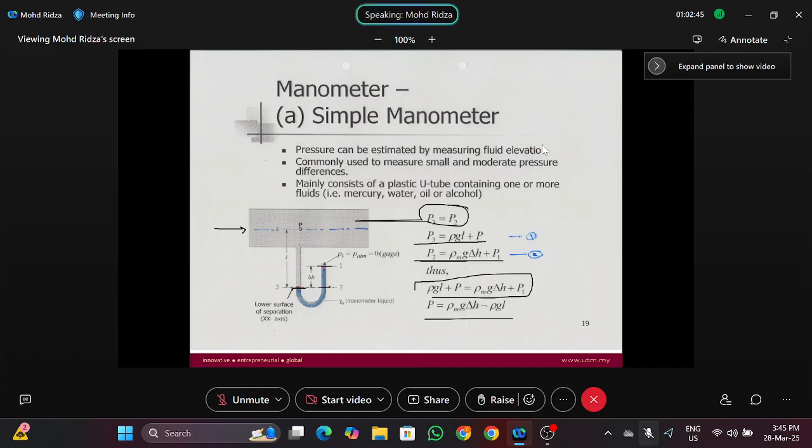But now the equation is bigger. The pressure at point P is equal to rho m g delta h, where rho m is the manometer liquid and delta h is the difference of height between this point and point 2, minus rho g L. So it's much more complicated here. But the point being, if you have this simple manometer, you just read the L and the delta h. In the lab, you just read them, and then you apply this equation to get the pressure. How do you get this equation? You have to derive it based on the understanding here.